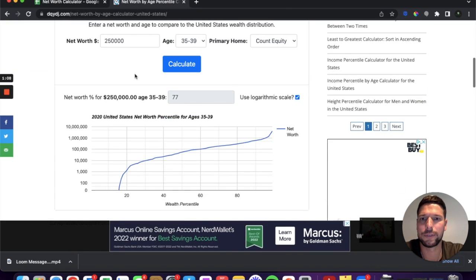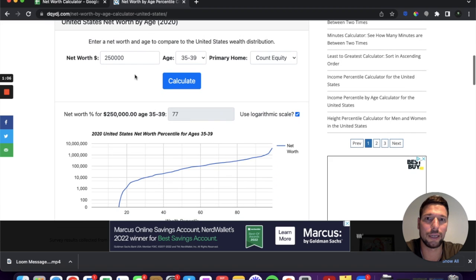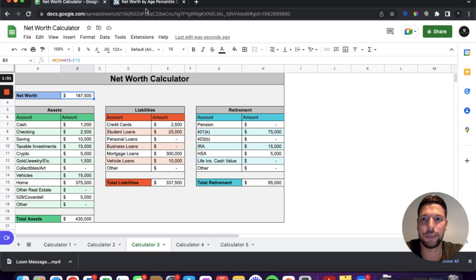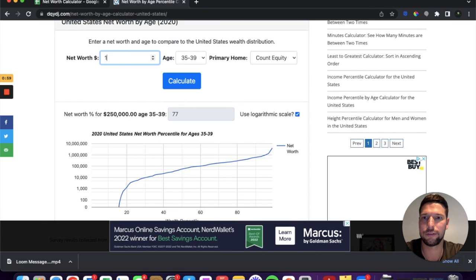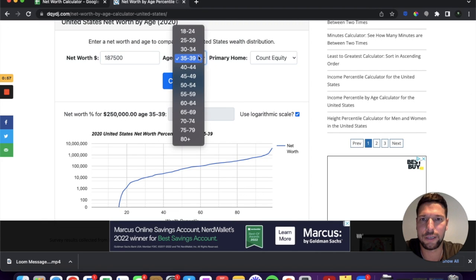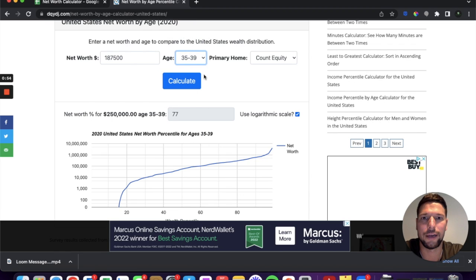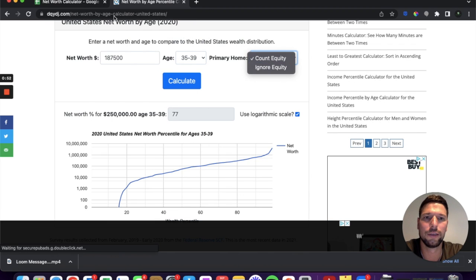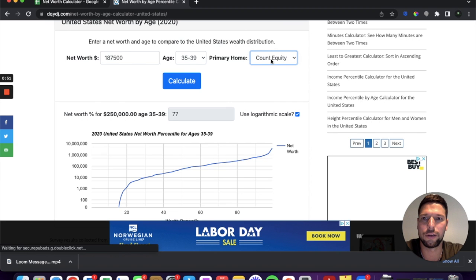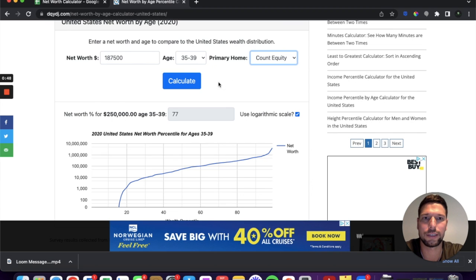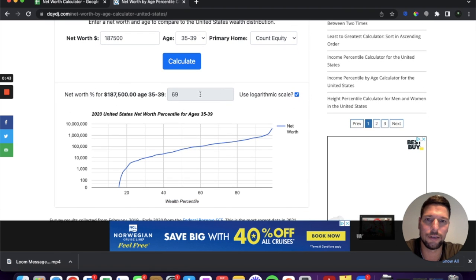A government website for calculating your net worth percentile based on your age range. So here we calculate out our net worth as being 187.5, and let's just say, for example, we are 35 to 39 age group, and since we're including the home's equity in this calculation, make sure you select to count the equity, and then just hit calculate. And what this is telling us here is that this theoretical individual is in the 69th percentile for their net worth for their age group.